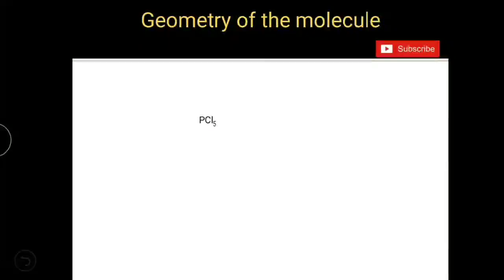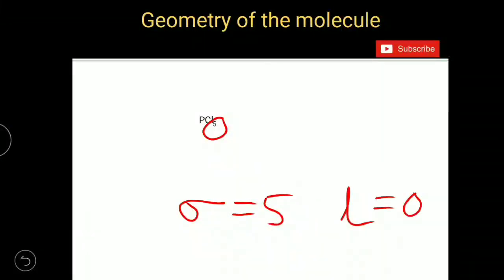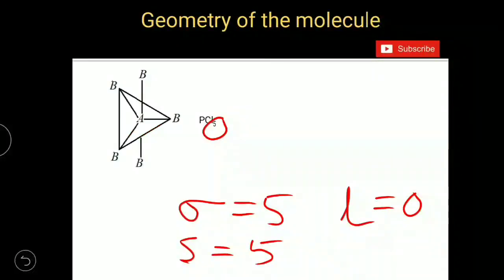Come to PCl5, in which central atom phosphorus is bonded to 5 chlorine atoms. So number of sigma bonds equal to 5. Valence electrons in phosphorus atom is equal to 5, and all these 5 electrons are involved in bond formation with 5 chlorine atoms. So number of lone pairs equal to 0. So steric number is equal to 5. So the shape of the molecule is trigonal bipyramidal.